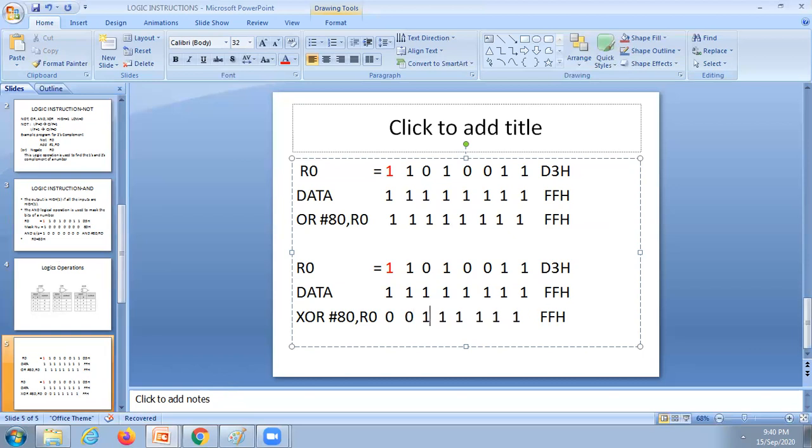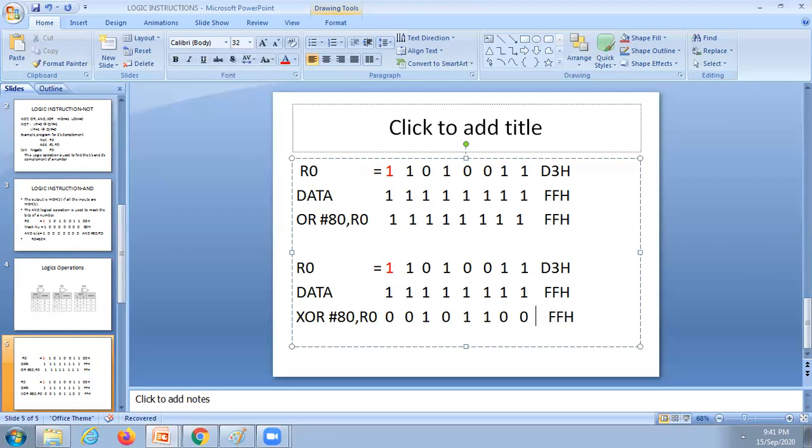Here, 0 1 is 1. That means an odd number of ones gives 1. Only one 1 means an odd number of ones. The next one, 1 1 is 0. Then 0 1 is 1, and 0 1 is 1. This 1 1 is again 0, and this 1 1 is again 0.